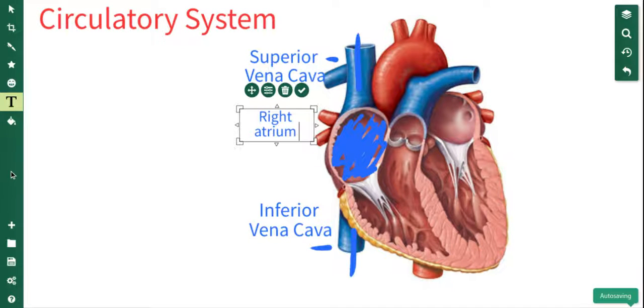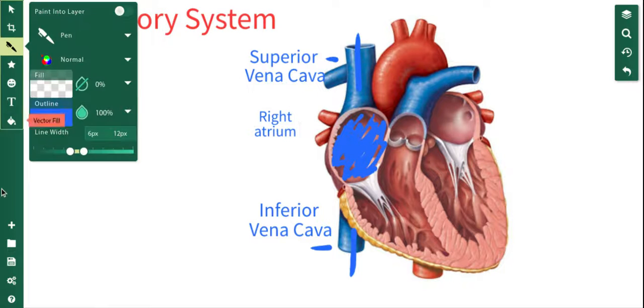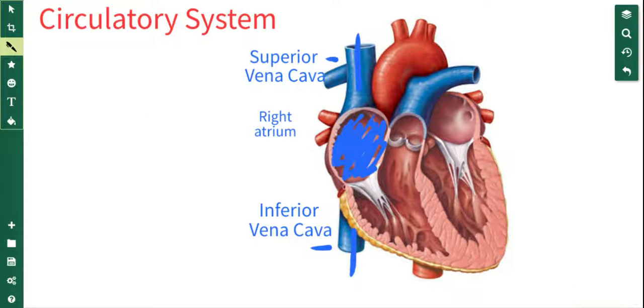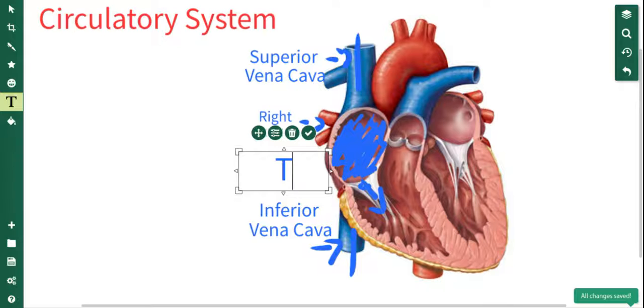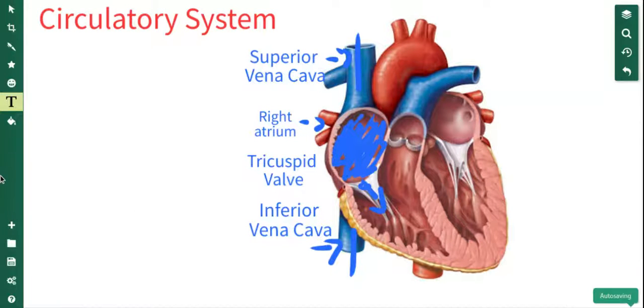And then after that, it goes through a valve right here, and I'll write it down because it's pretty important. That valve is called the tricuspid valve. So yeah, the tricuspid valve right here. Oh, my bad, boys and girls, I'm going to quickly undo that.